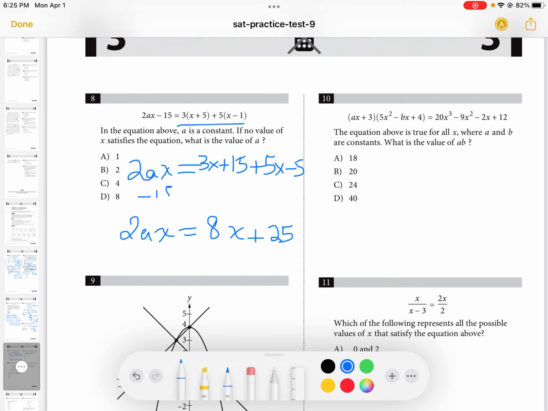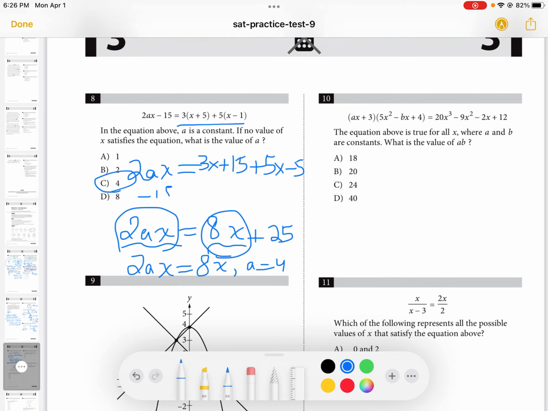Now the only way that we have no solution for x is if these two terms are equal. Because if they're equal, then we'd have to show that 0 equals 25 for that equation to have a solution, which obviously you can't. So that equation would have no solution. So we just have to equate 2ax to 8x, and when we do that, we get a is 4. And that's C.